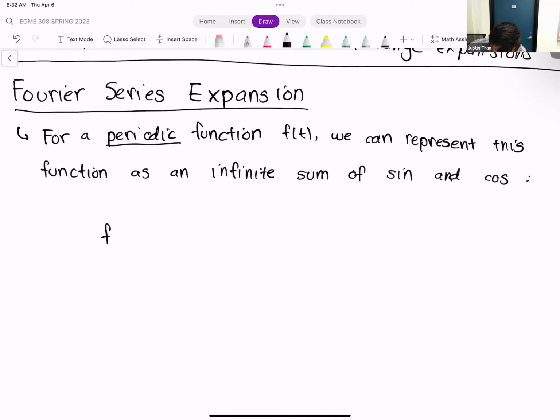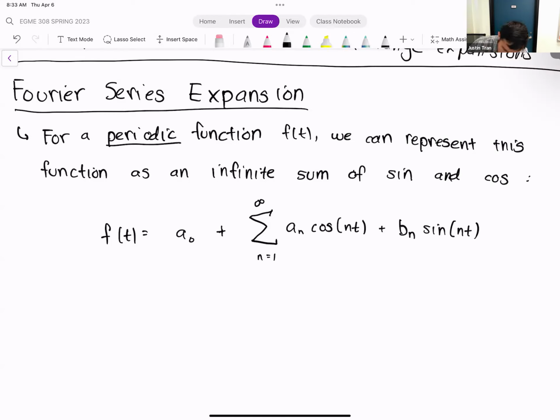And so the formula that we have is f of t is equal to a naught, which is a constant. We'll talk more about the constant term today because that term has some significance. But the main part of the Fourier series expansion is this. So we have a summation starting at n is equal to 1 up into infinity, a_n cosine of nt plus b_n sine of nt. Okay.